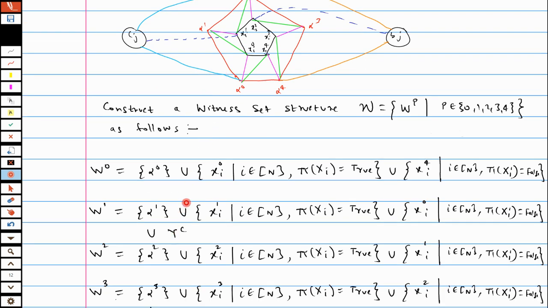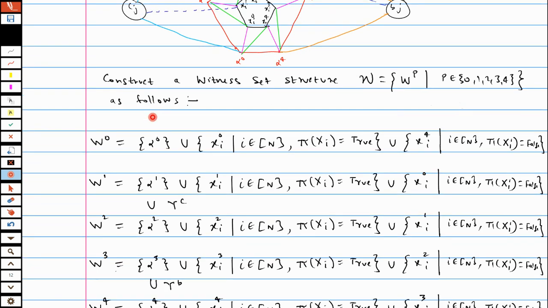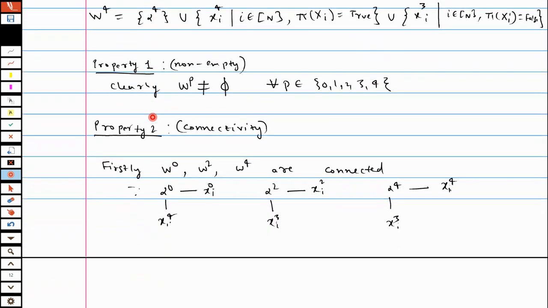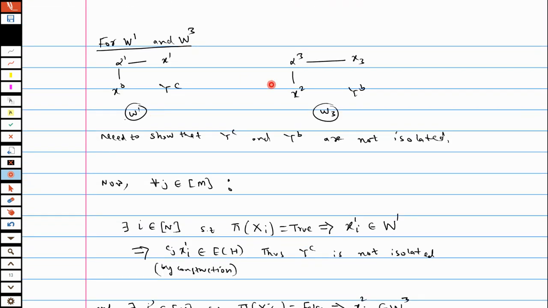Yeah, so basically we need to show that there is this edge. This edge is there, okay? And this edge will be there because it is a satisfying assignment of NAE-SAT. So let's prove it formally. Basically we need to show that for W1 and W3, this is the situation: these three are connected, but YC might be isolated.